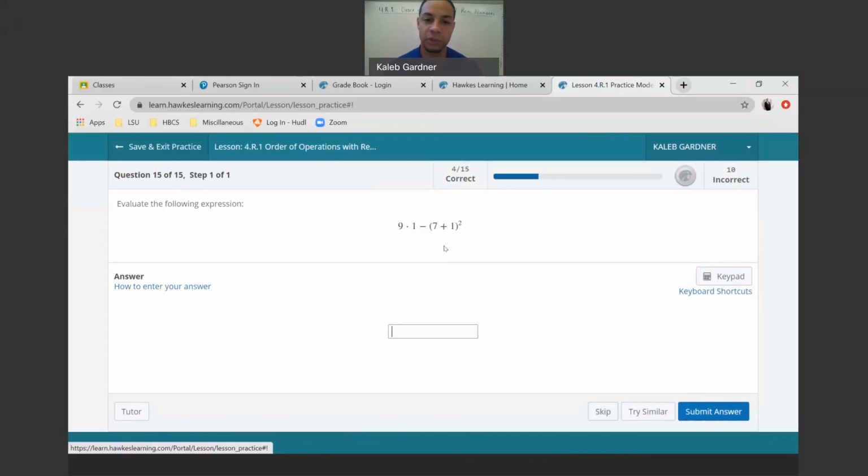All right, similarly, we would do the parentheses first, 8, square that, which is 64. Multiply, 9 times 1 is 9, minus 64 is negative 55.